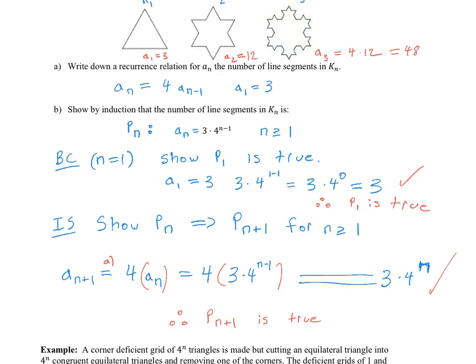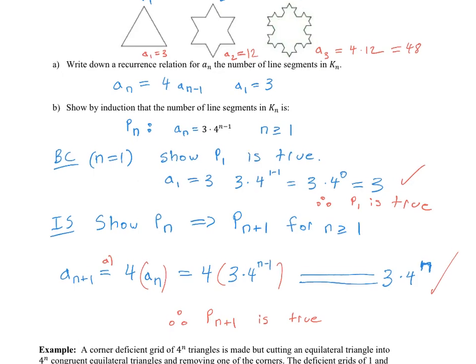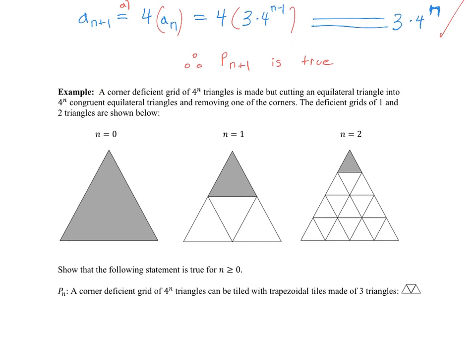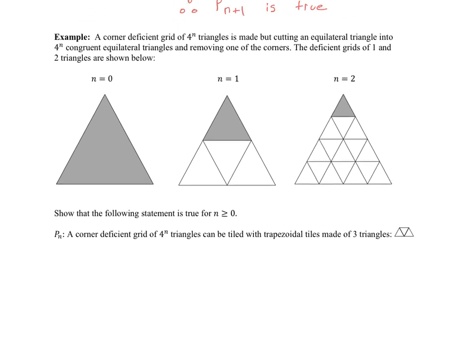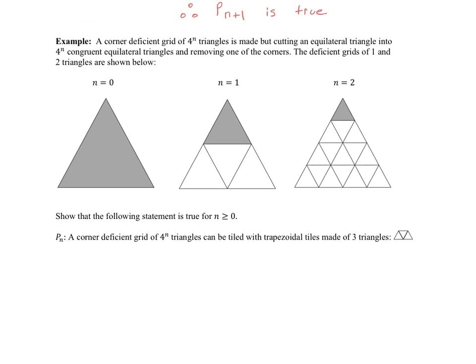Okay, let's move on to the next example. So our next example is on another sequence of shapes that keeps growing more triangles. This grid below is called a corner deficient triangle. Notice in each of the grids, there is a corner of the grid that is shaded out or missing.